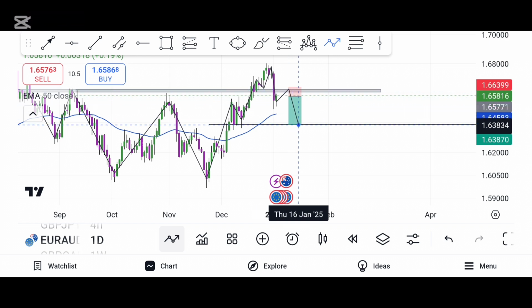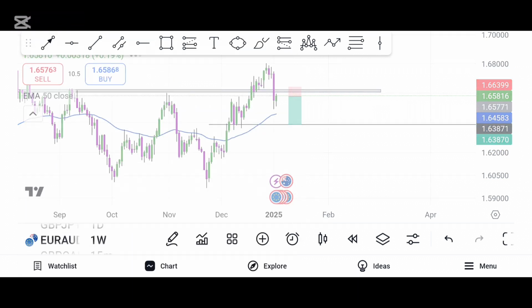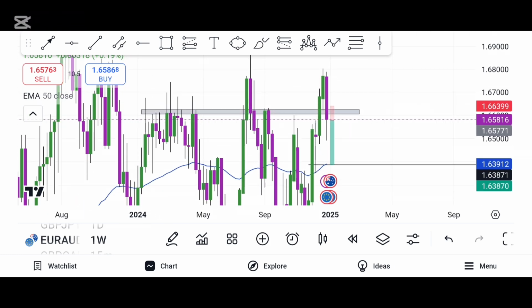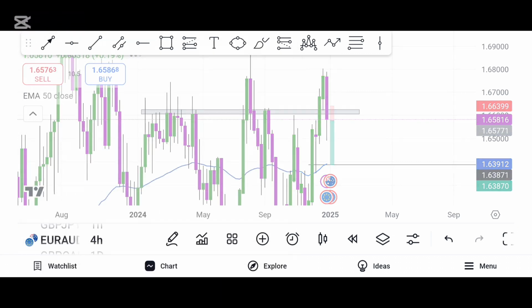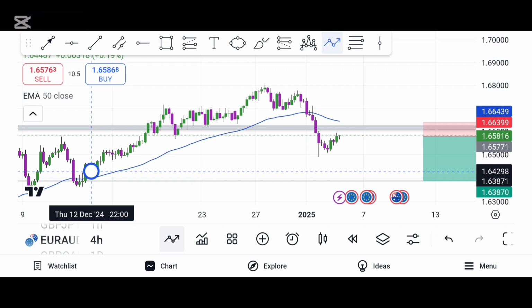And that zone is where we'll be looking for areas of entries. So yeah, that's what we'll be waiting for on the daily time frame and the dollar time frames. And as you can clearly see, this support slash resistance is very strong and very supported. And as you can clearly see, this market is very clean to me.